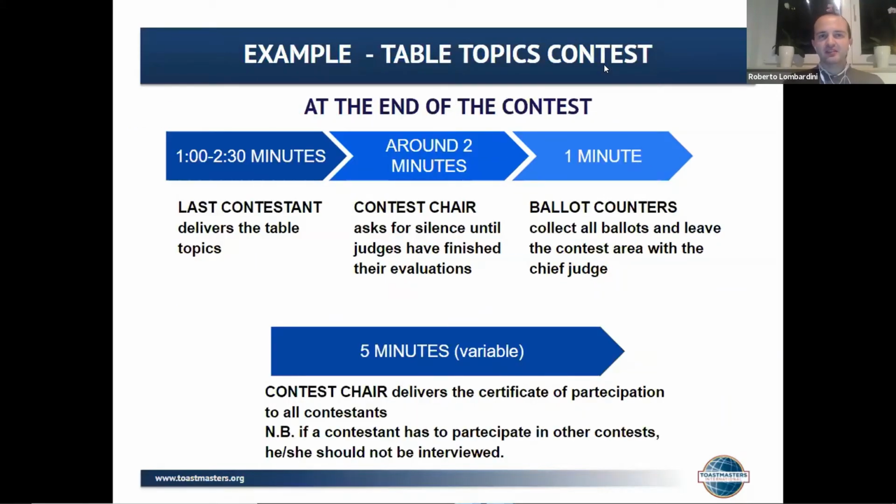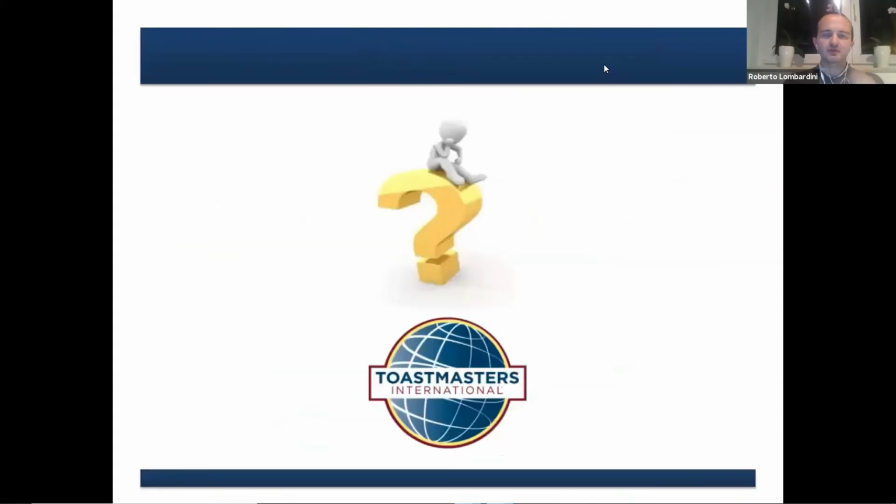Then at the end, it's the same for the contest. We have to wait for judges to finish and so on. We can move on. So I don't know if you have any questions about the structure. It's something very difficult to explain in my opinion, but you have to see one contest to really understand that. It's very formal from my point of view.